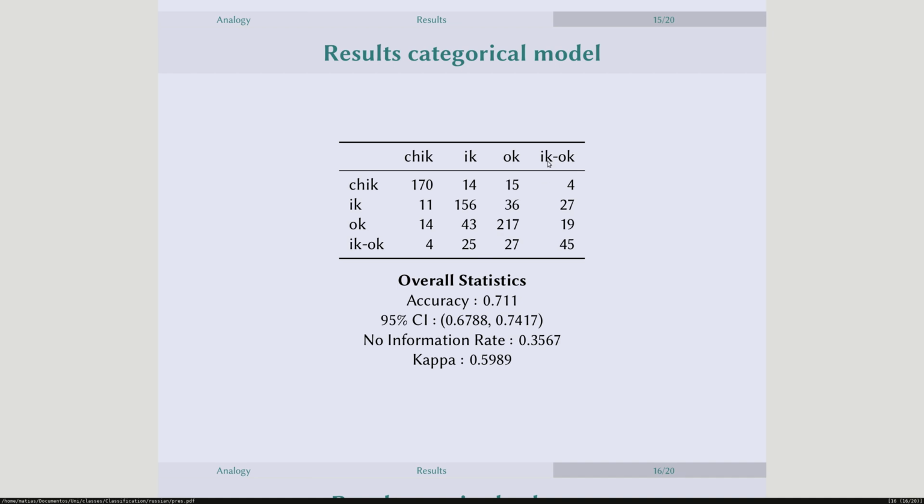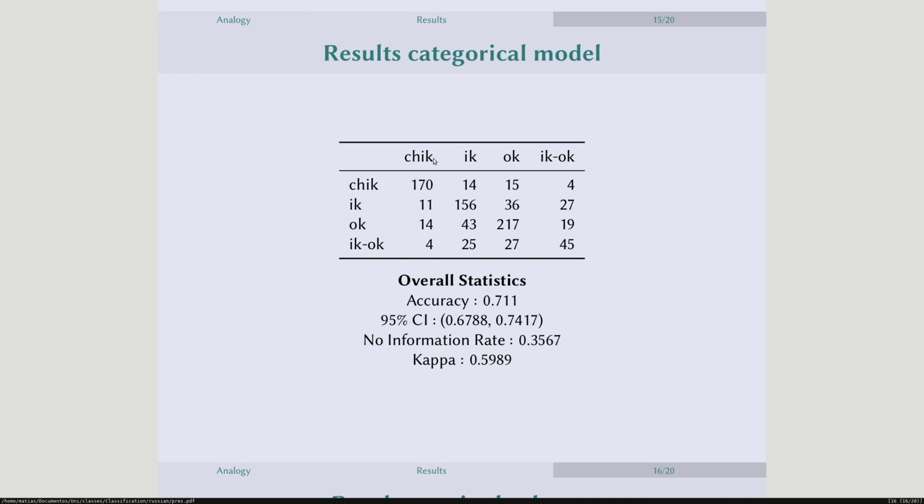the confusion between the ik-ok class and the chick class, you see that it's very low. It's in fact the lowest across the table. However, ik-ok is highly confused with ok and with ik. You can see here that this confusion is relatively high. So what this shows you is that the ik-ok class is similar to the ok class, is similar to the ik class, but it's very different from the chick class.